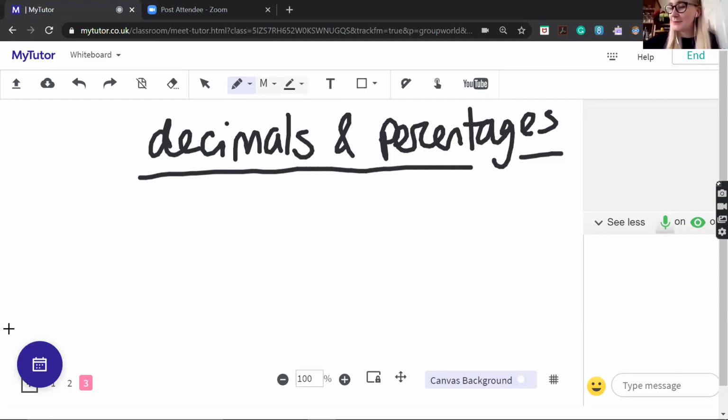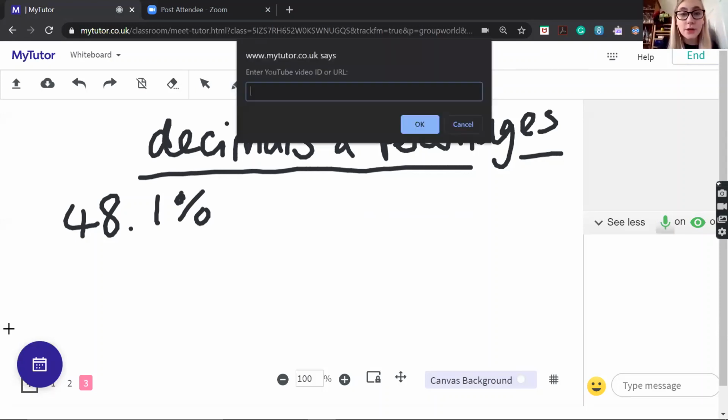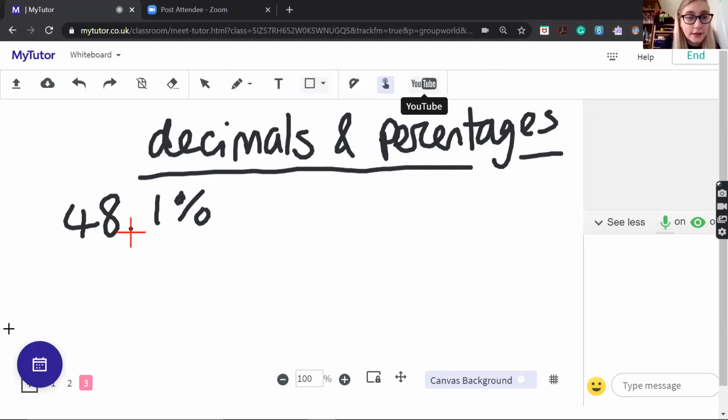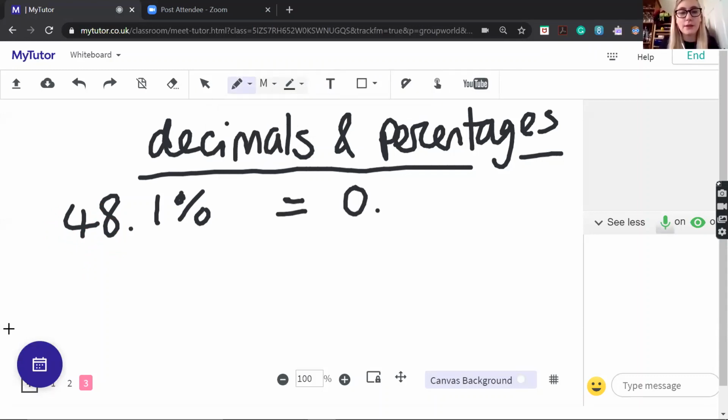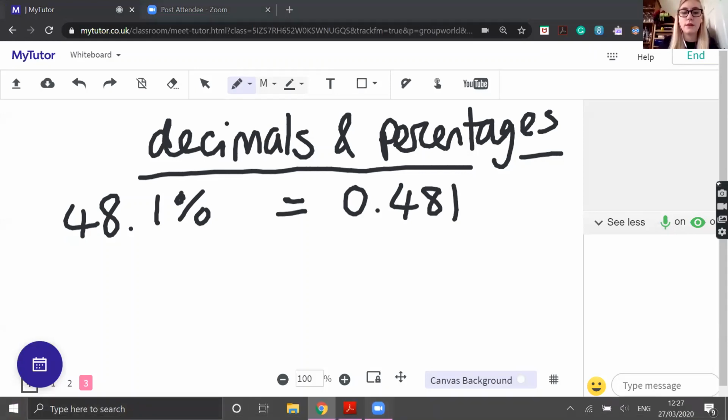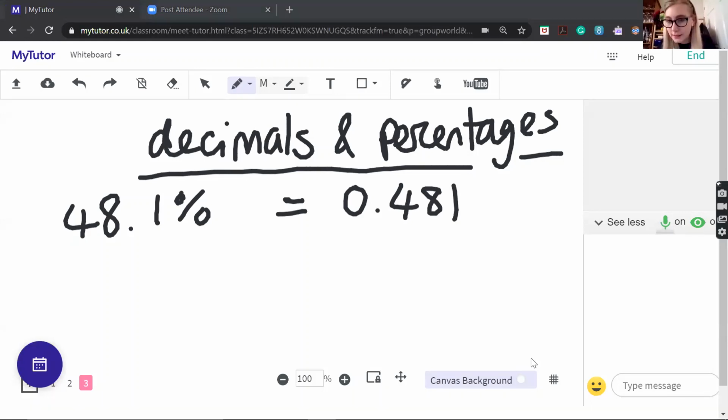So let's jump straight in with an example of, say, 48.1%. Now, all you do is we're essentially dividing by 100. We're just going to move this decimal point 2 places to the left. Just pop it down, 1, 2. And get rid of that percentage sign, so we end up with 0.481. Hopefully that makes sense.